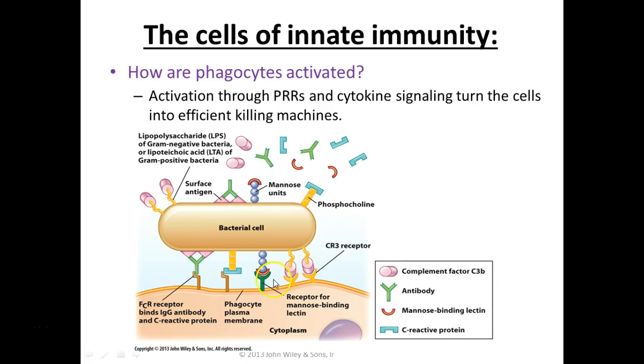We have receptors that can recognize C-reactive protein, mannose binding lectin. Complement, remember, C3b is what we call an opsonin. It tags it even for destruction, specifically by phagocytes. So through these receptors that these phagocytic cells have, they can recognize, they'll activate and be able to phagocytize and destroy these pathogens.